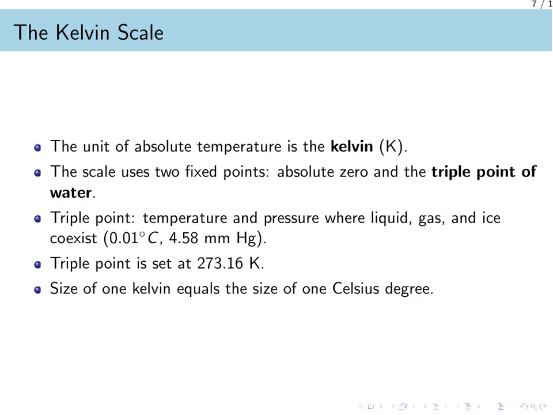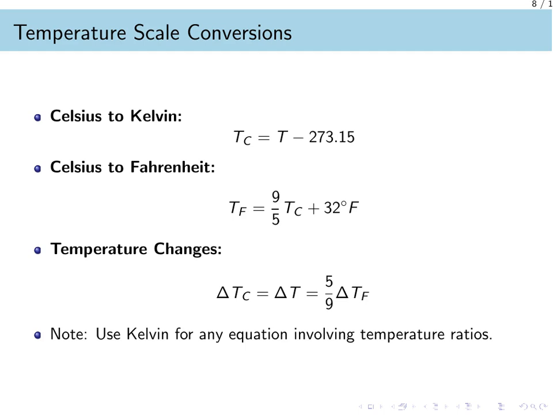0.01 degrees Celsius and a pressure of 4.58 millimeters of mercury. For this scale, the triple point is set at 273.16 kelvins. Crucially, the size of 1 Kelvin is exactly equal to the size of 1 Celsius degree. We can convert between the three major temperature scales using specific mathematical relationships.